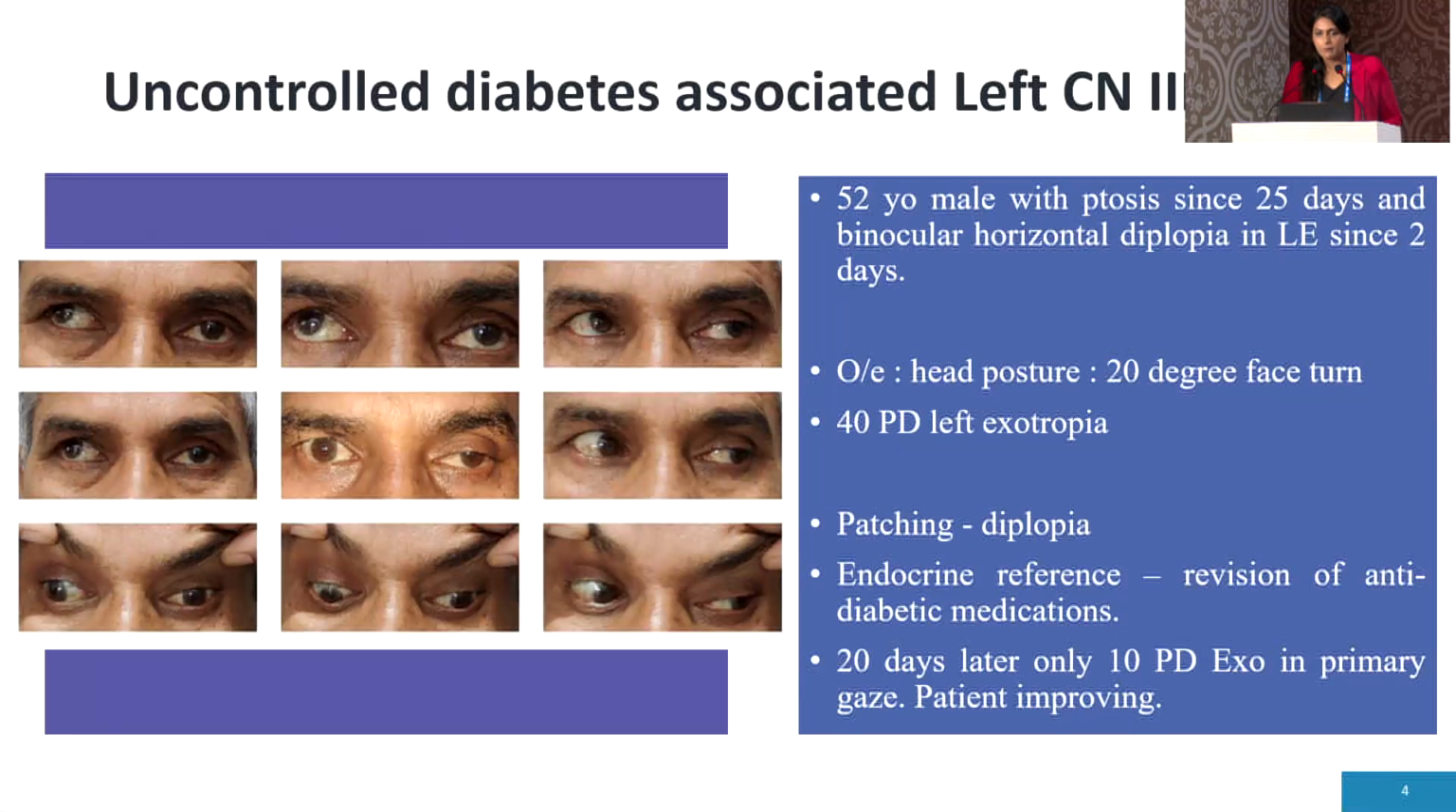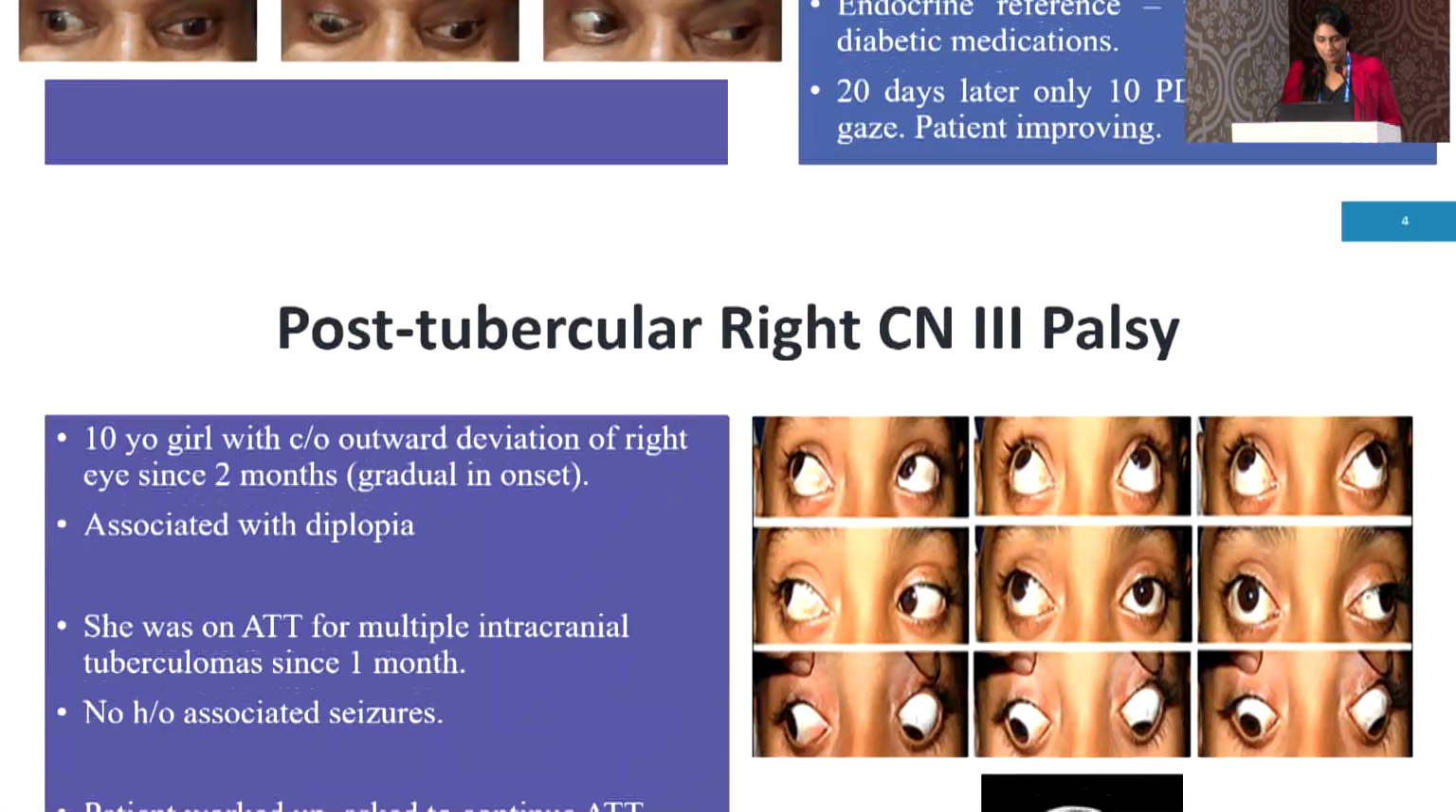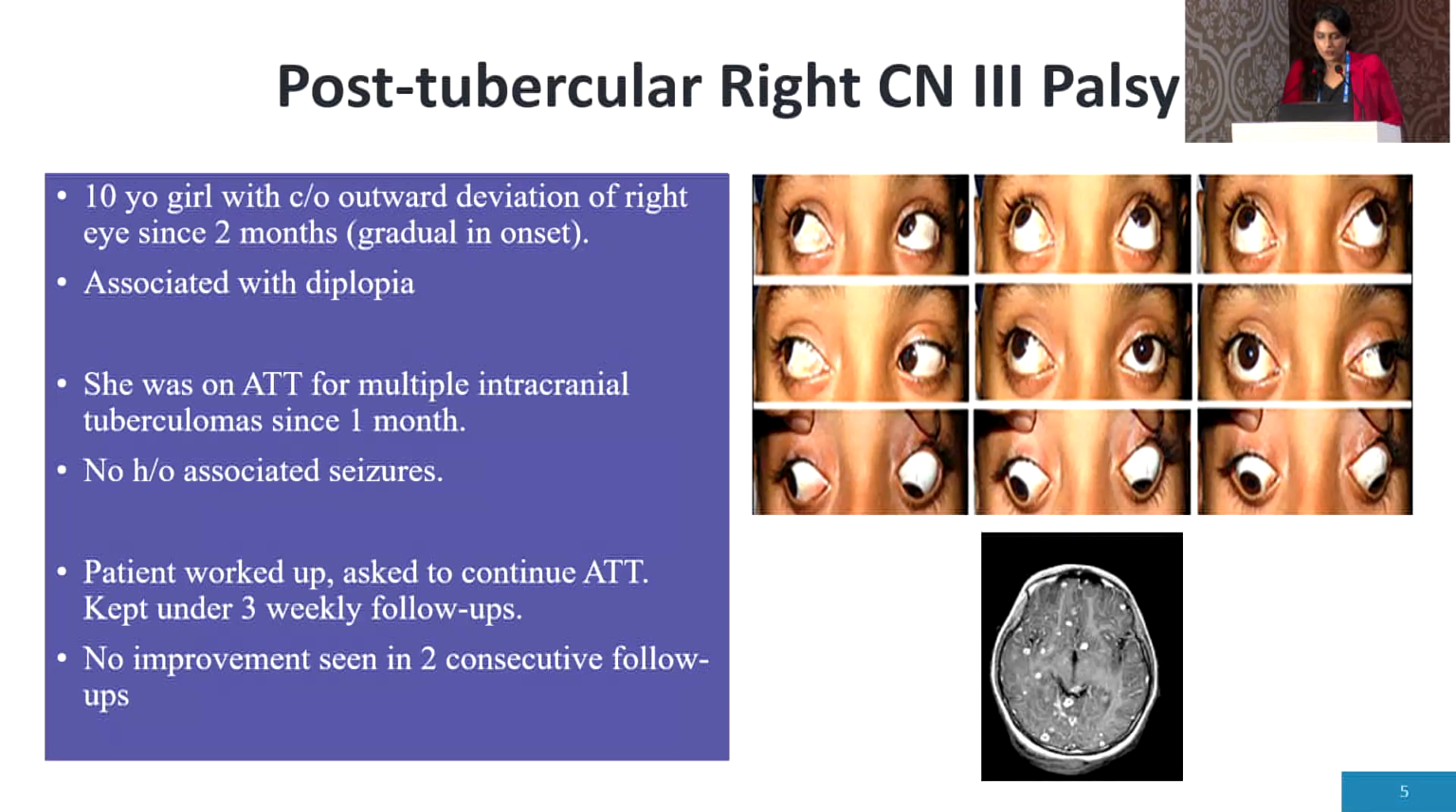The patient is generally improving, which is the general course we see in patients with uncontrolled diabetes with third nerve palsy. It can also be seen in post-tubercular cases.